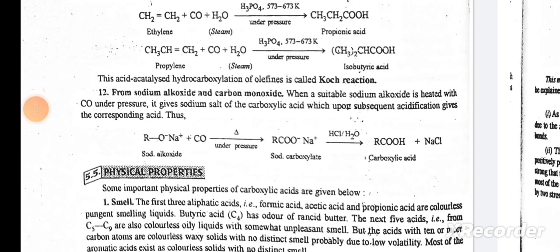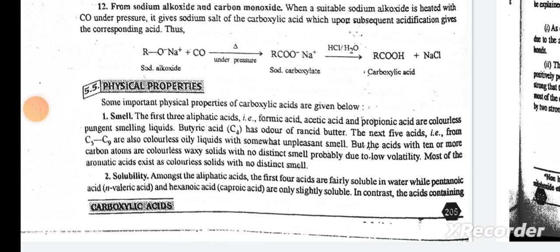From sodium alkoxide and carbon monoxide. When a suitable sodium alkoxide is heated with CO under pressure, it gives the sodium salt of the carboxylic acid, which upon subsequent acidification gives the corresponding acid. Thus, sodium alkoxide gives sodium carboxylate, which gives carboxylic acid.